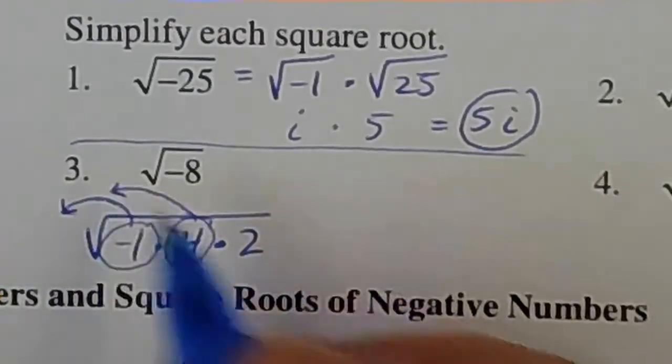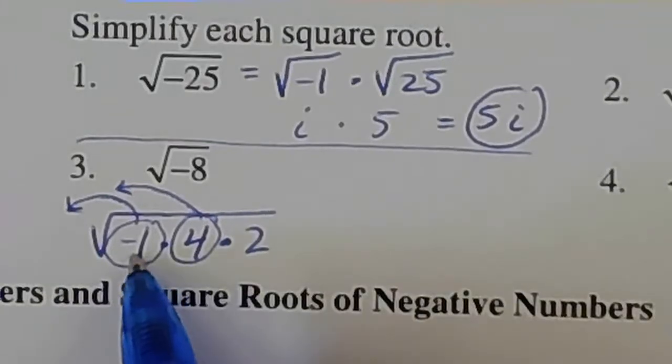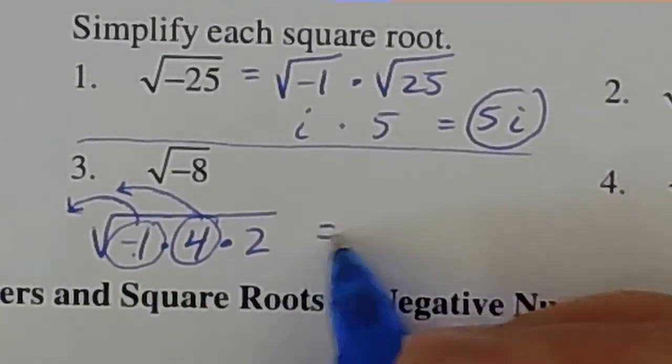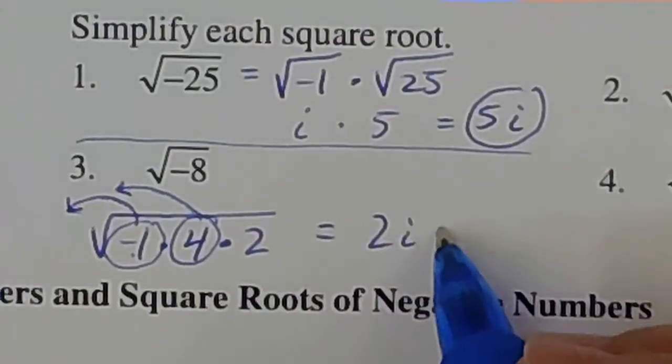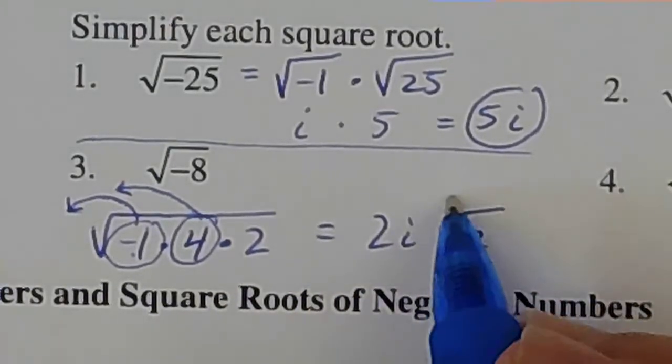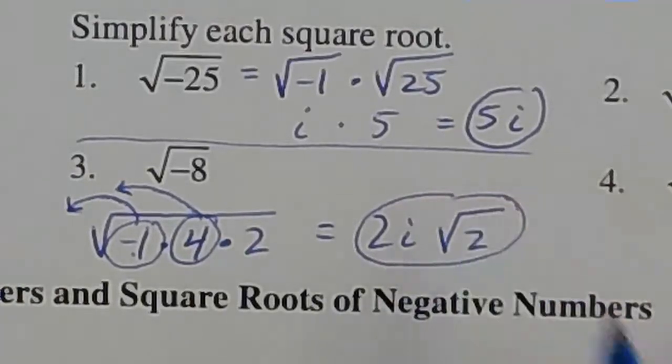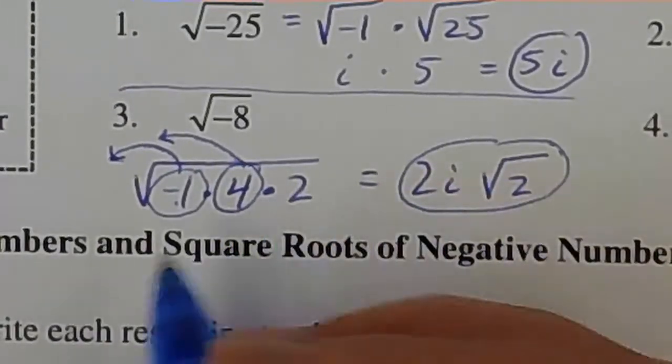Like so. Okay, so this comes out as i, and this comes out as 2. So I have 2i, but this 2 stays in there. So 2i square root of 2 is the answer there. Okay. If you don't quite see it, I guess this is the step I skipped.